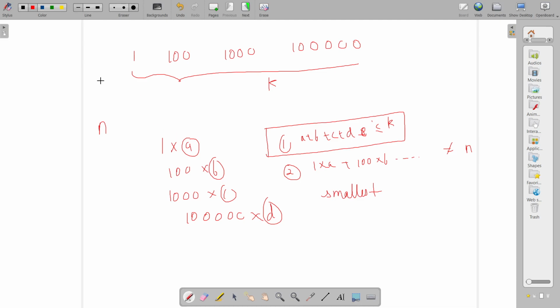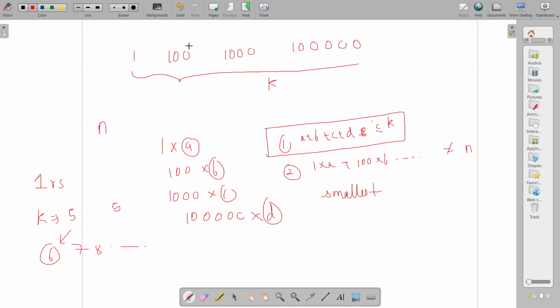For example, a very small example: if you have only 1 rupee coins or notes, and k is given to you as 5, that is, you can pick at most 5 one-rupee notes, you have to find the smallest number n which you cannot make. The answer in this case is 6. How? Because you can take at most 5 one-rupee coins, so your sum would be 5, and any value greater than 5 you can never form. So 6, 7, 8, all of these are valid answers. 6 is the smallest, so we'll print 6.